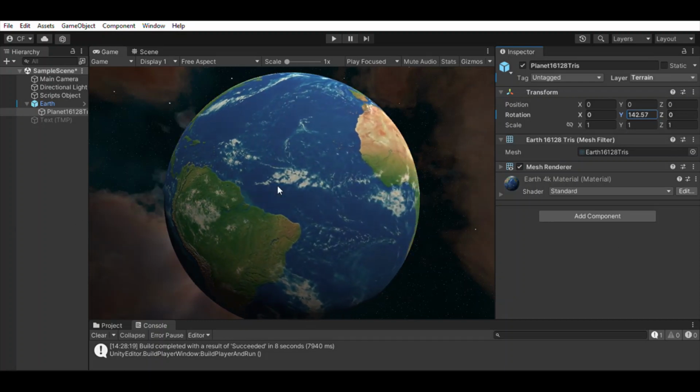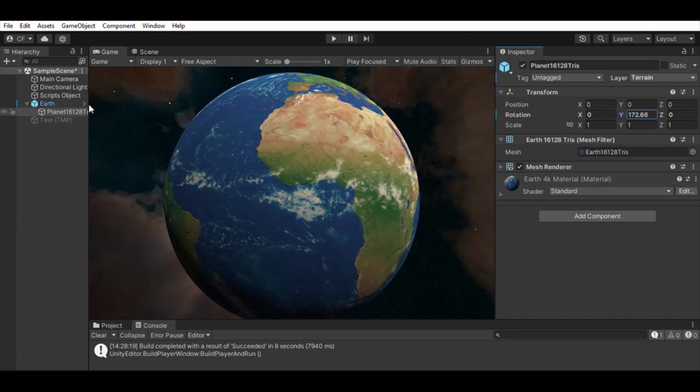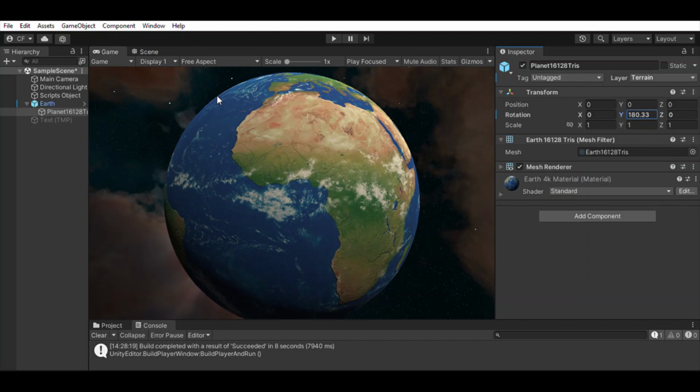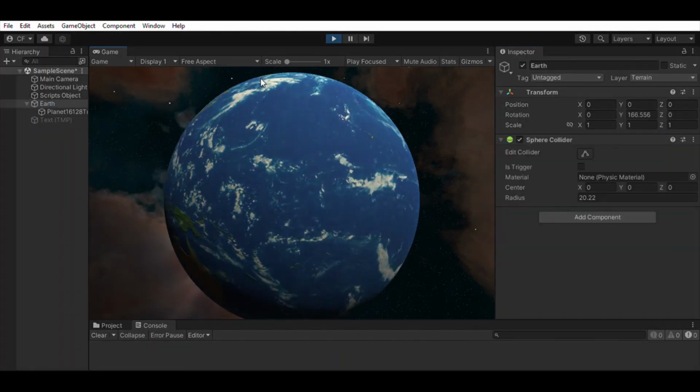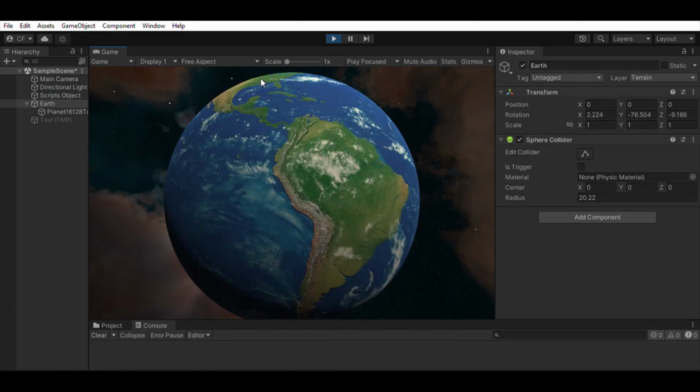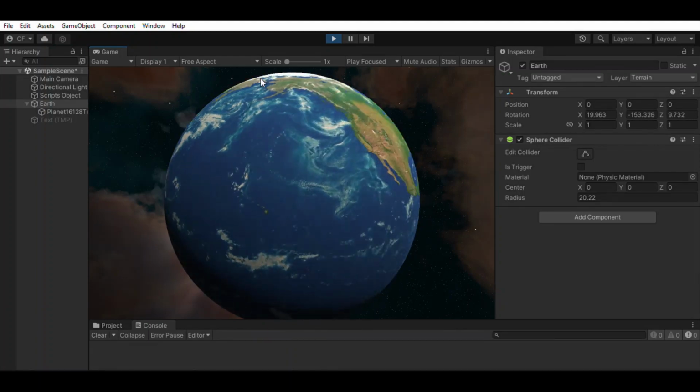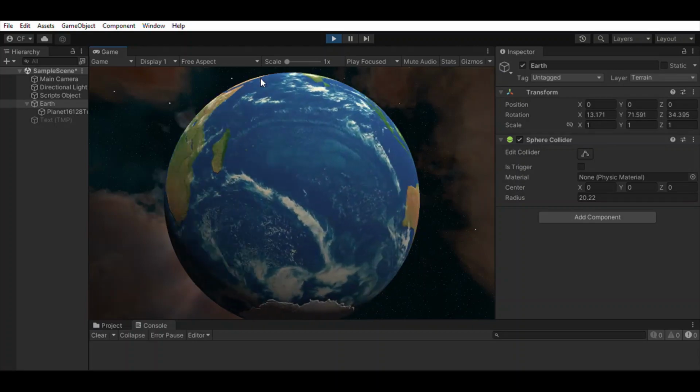Notice that when you adjust the Y rotation, the Earth rotates about its poles and always shows the correct longitude position. The X and the Z axes are not at the poles, so we need a way to calculate the latitude position.